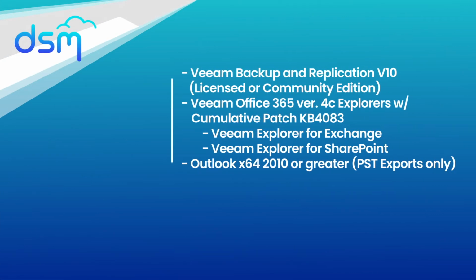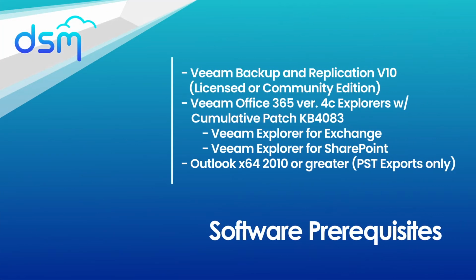Alright, let's discuss some of the prerequisites. The installed software we have is Veeam Backup and Replication version 10. This can be the licensed or the community edition. Veeam Office 365 version 4C with patch KB 4083, the Veeam Explorer for Exchange, and the Veeam Explorer for SharePoint, as well as Outlook 64-bit for PST exports. Alright, let's hop over to the demo.